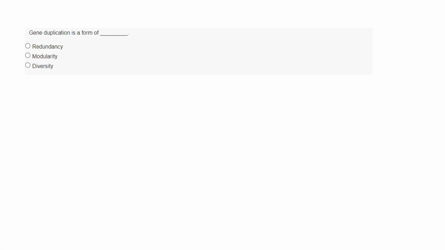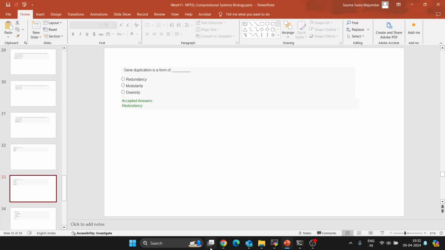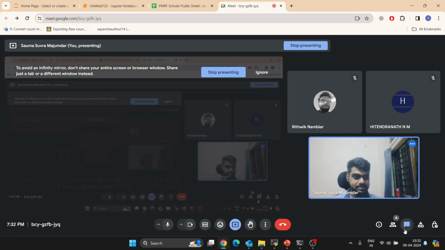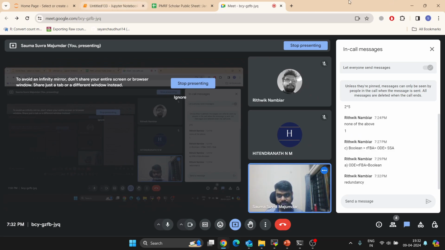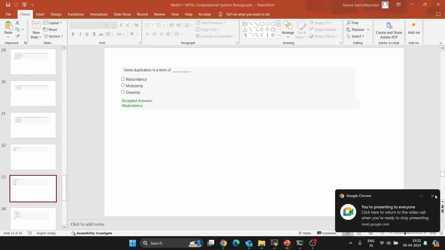Is it redundancy? It's redundancy. If there are different types of genes doing similar kinds of work, you can classify it as diversity. But in this case, it's redundancy. Just duplication, redundancy.